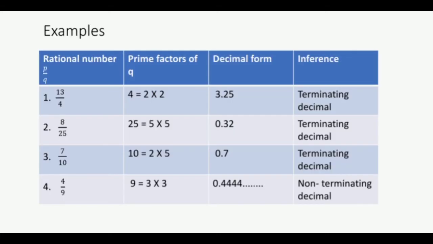Now take a look at this table showing a few rational numbers and their decimal forms. As you can clearly see, the rational numbers with 4, 25 and 10 as denominators are terminating decimals. But 9 is a multiple of 3 and it is not in the required form. So it is a non-terminating decimal.